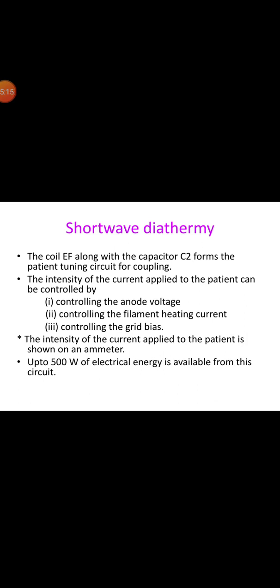The coil EF along with the capacitor C2 forms the patient tuning circuit for coupling, and the intensity of current applied to the patient can be controlled by controlling the anode voltage, controlling the filament heating current, and controlling the grid bias. The intensity of the current applied to the patient is shown on a meter, and up to 500 watts of electrical energy is available from the circuit.